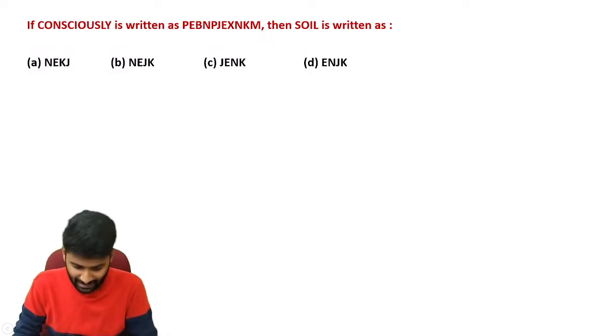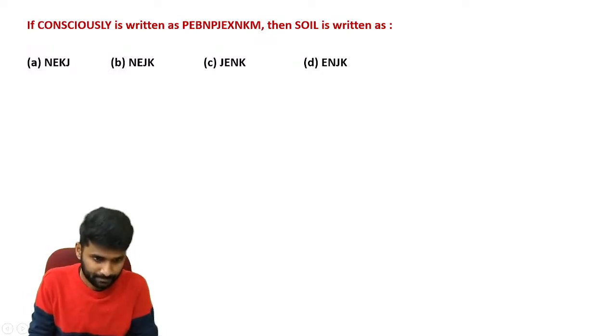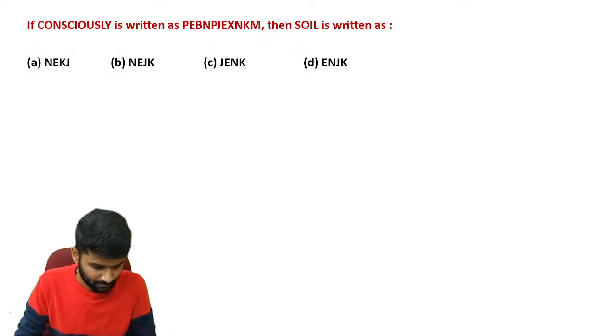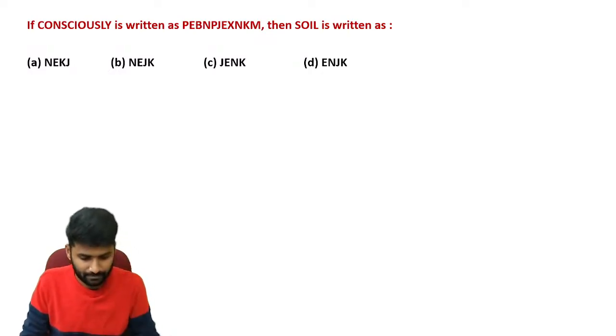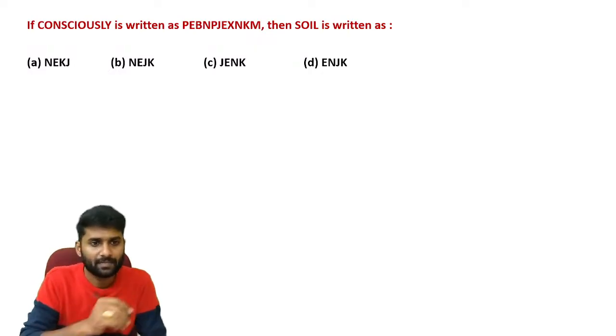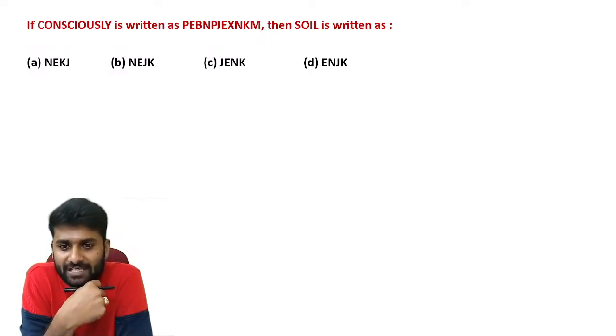Try to solve the question. Understand the question, guys, first of all. Now see, "consequently" is written as PEB, NP, JE, XN, KM. Then how is "soil" written?